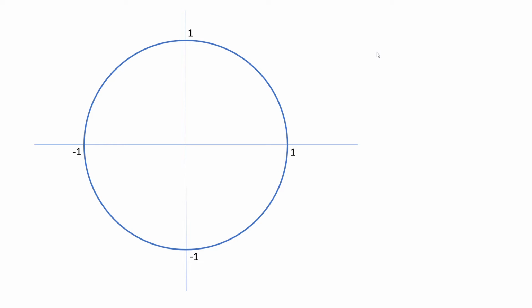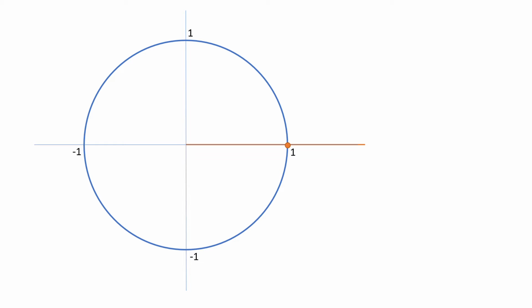Let's talk about simple things today, about 0, 90, 180, and 270 degree angles. So we start with 0 degrees. We have a unit circle. Now what you see here is how this angle is going to look at 0 degrees.